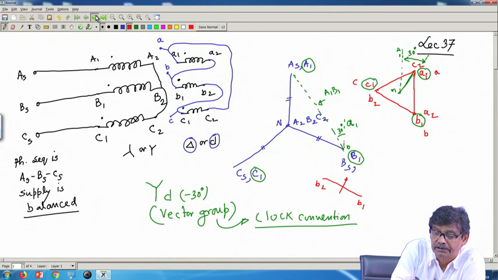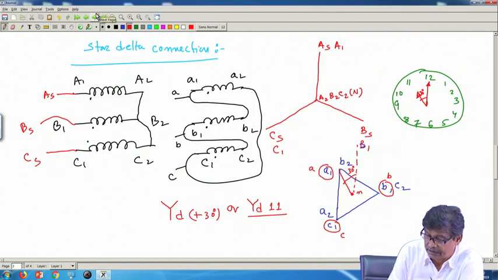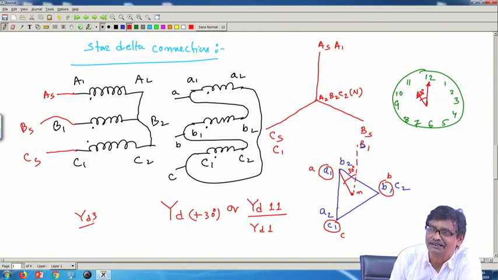Then I discussed the clock, and we found that there are two connections possible, YD11 or YD1. Mind you, if somebody says the connection is YD3, you cannot realize it, because such voltages are not available. You must understand this point. It so happens that 30-degree phase displacement is only possible with star delta connections. Therefore, you cannot get YD2 either.